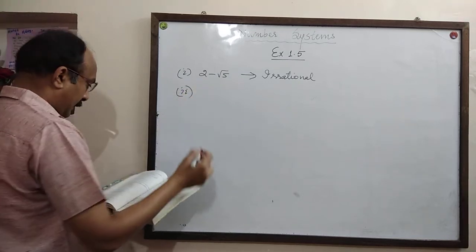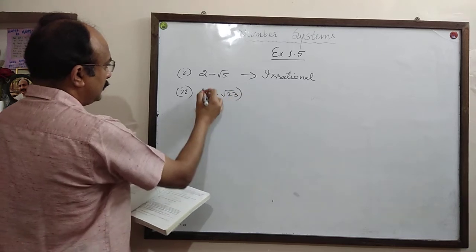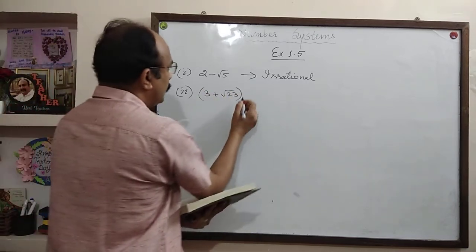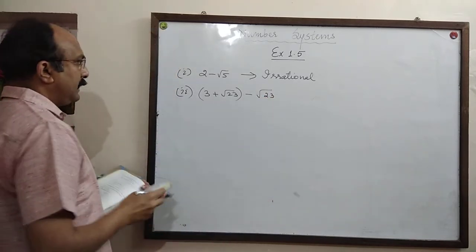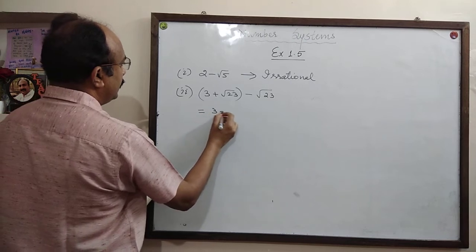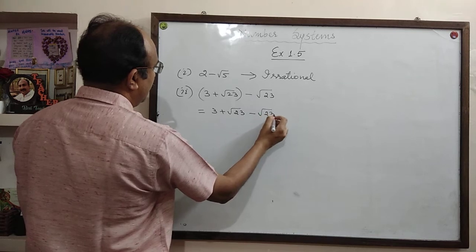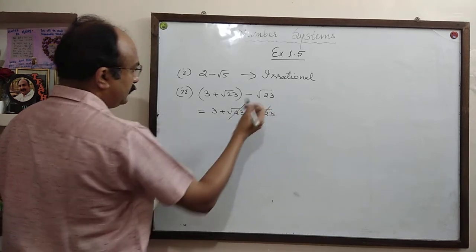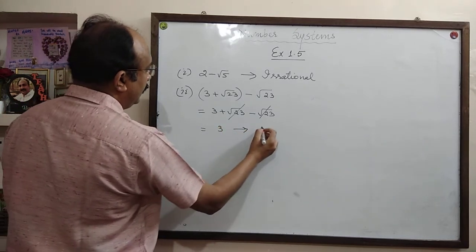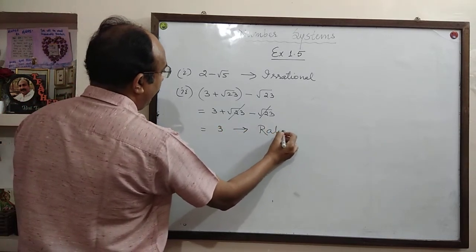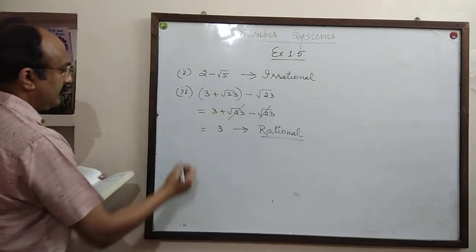Number 2, 3 plus root 23 in bracket minus root 23. Opening the bracket, it becomes 3 plus root 23 minus root 23. Plus root 23 minus root 23 will get cancelled. Answer is 3, and we know that 3 is rational. So the answer is rational.